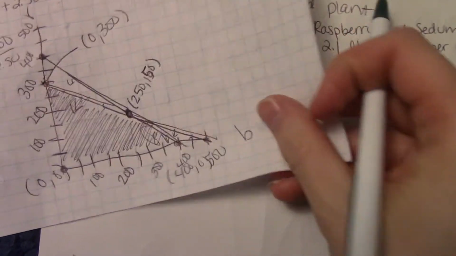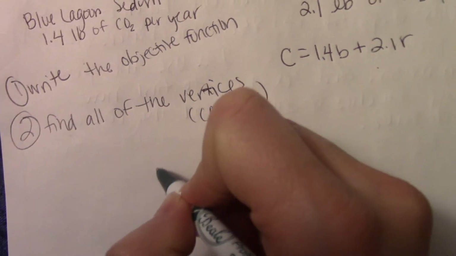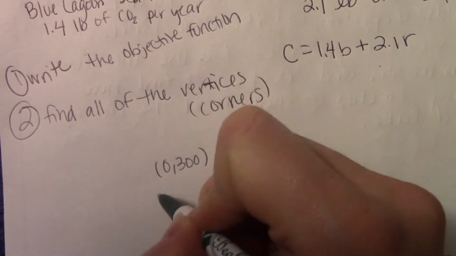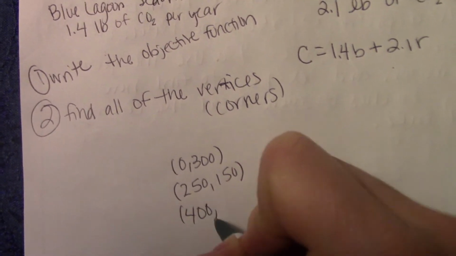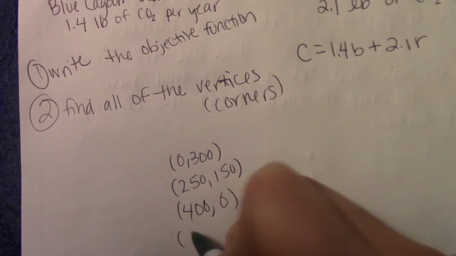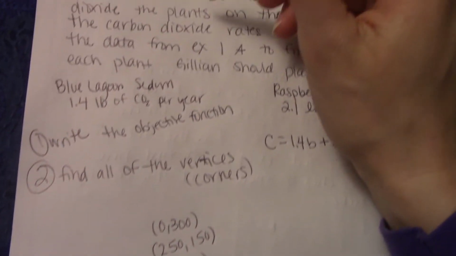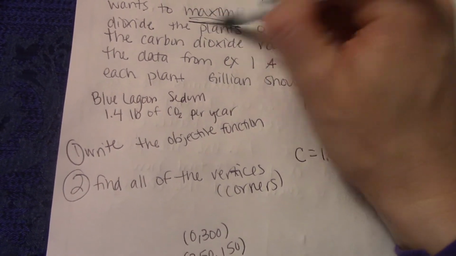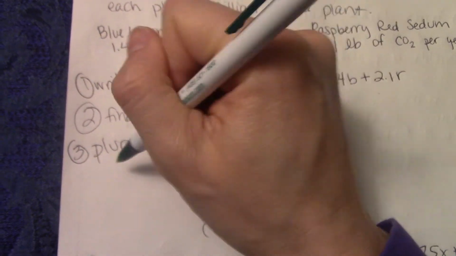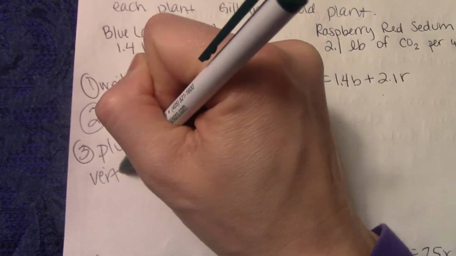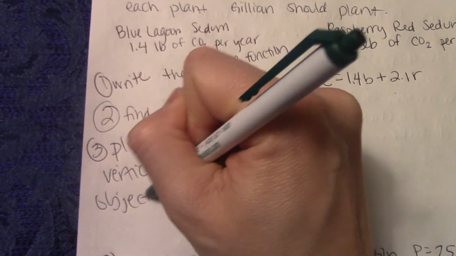I'm going to write those back over here just so we can see them. We had 0, 300, 250, 150, 400, 0, and 0, 0. We just said to maximize. That means I want the most. So plug the vertices into the objective function.